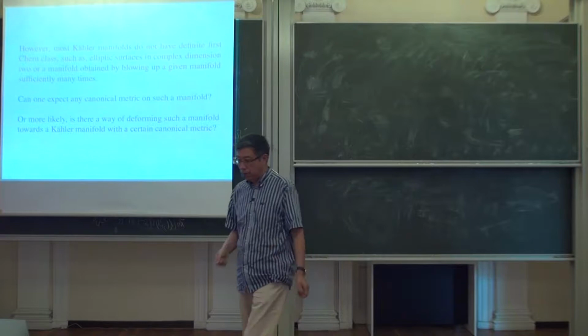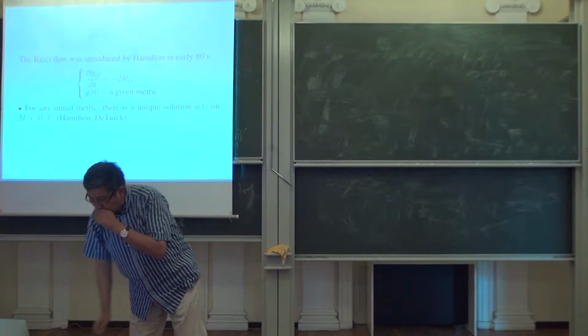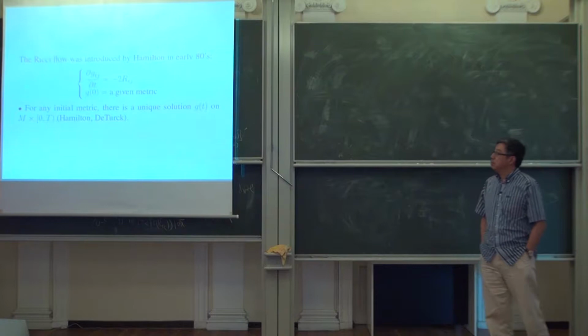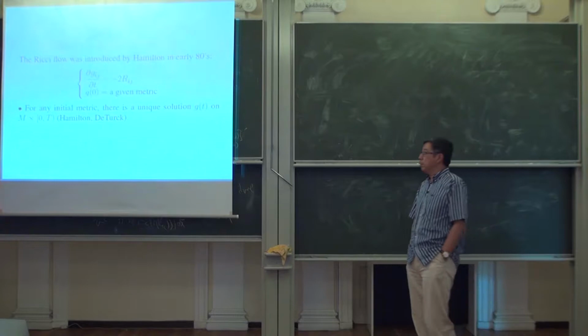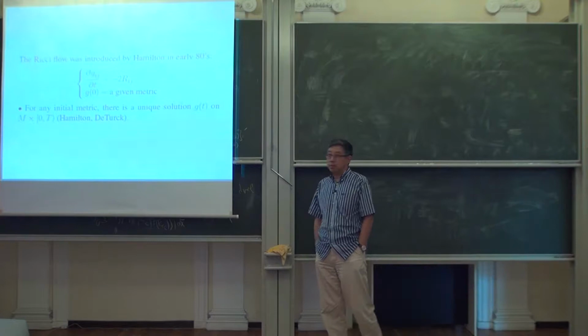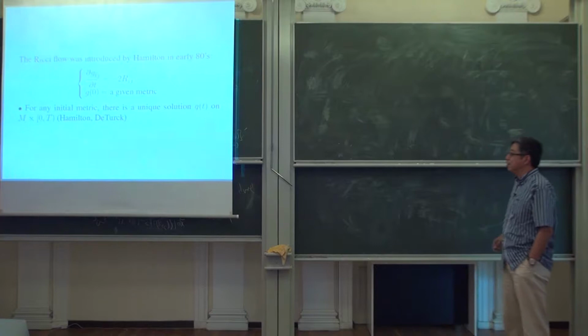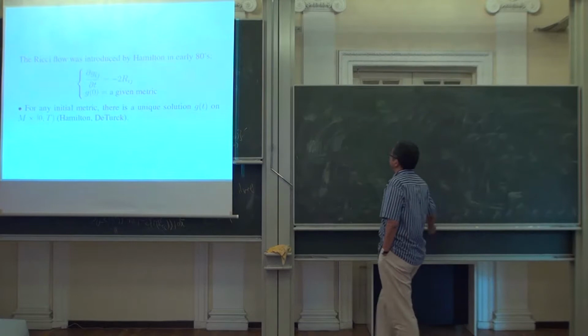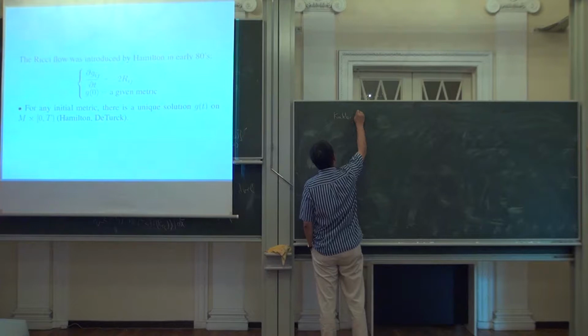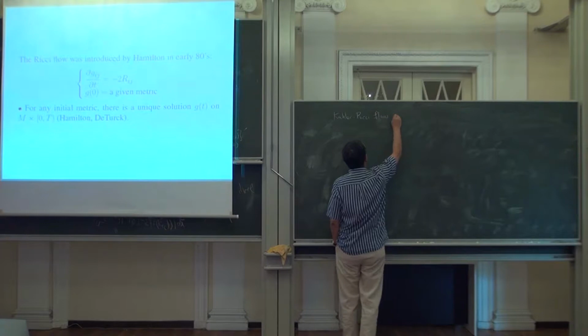Okay, so let me start with the Ricci flow. John already said quite a bit about the Ricci flow a moment ago, and in particular we have local existence, which is unique modulo diffeomorphisms, and I guess John didn't prove it. So let's see the Kahler case. What is the Kahler-Ricci flow? The Kahler-Ricci flow is just the Ricci flow restricted to Kahler metrics.